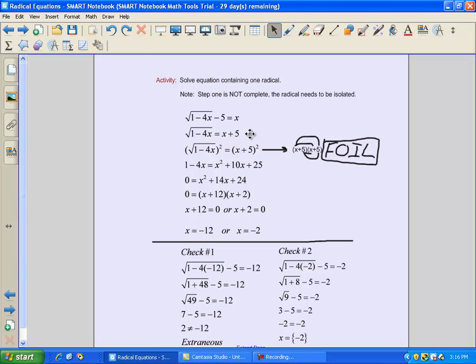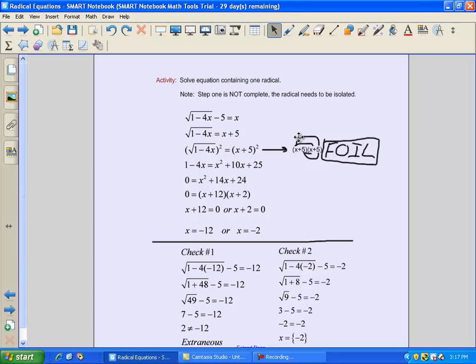Very much like the last problem, we end up with the square root of 1 minus 4x, quantity squared, is equal to x plus 5, quantity squared. The one thing we need to remember over here, and this is an important step because this is where a lot of students make mistakes, is that when we go to multiply x plus 5 times x plus 5, it does not become x squared plus 25. In other words, that 2 does not go over top of the plus sign.